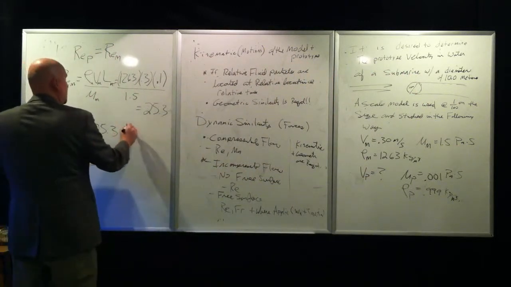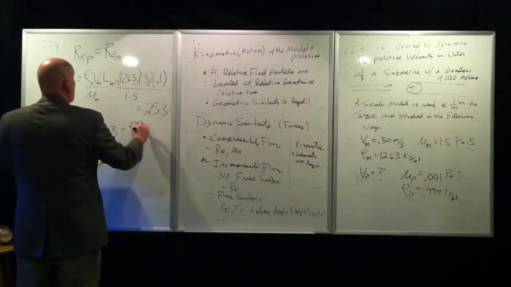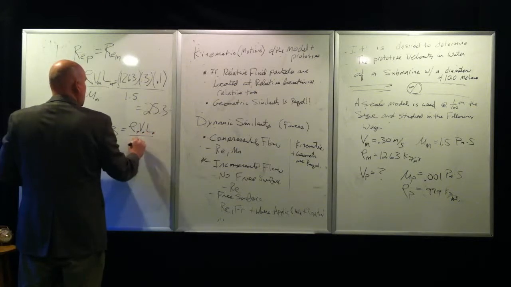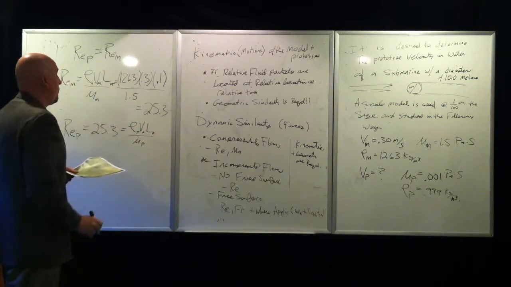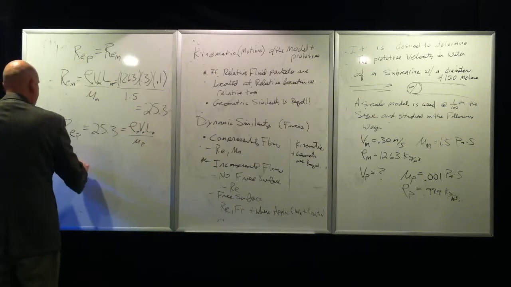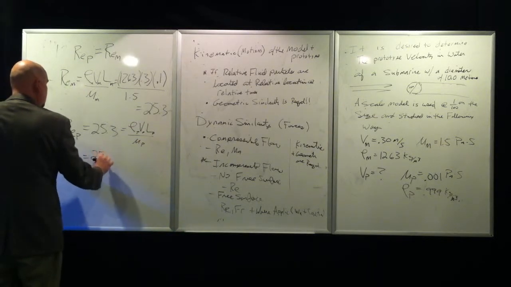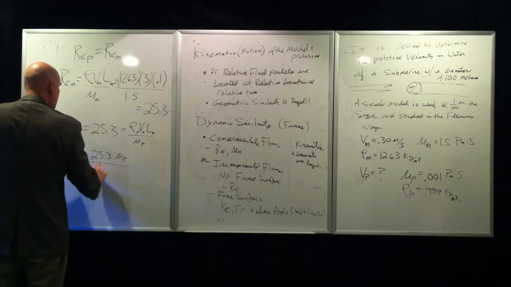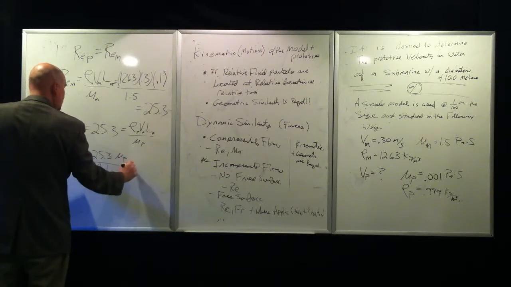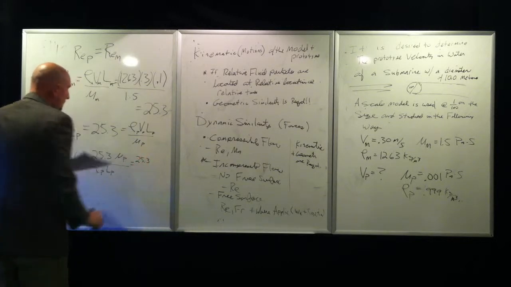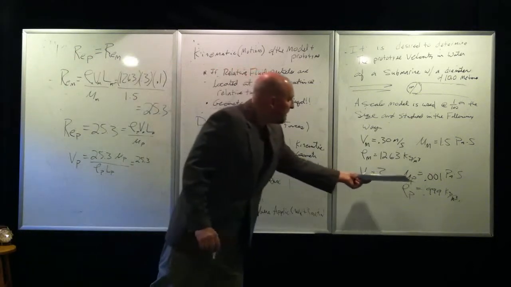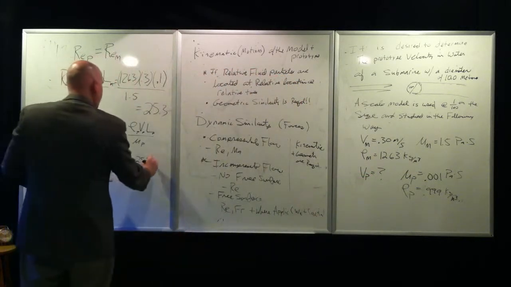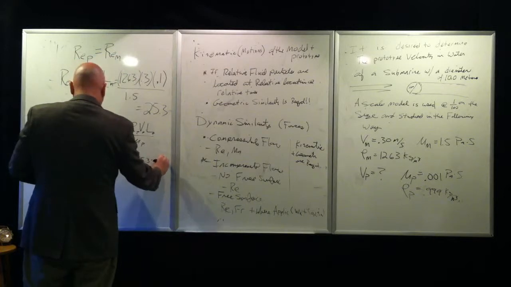So this number needs to be the density, the velocity, the length of the prototype divided by mu. So solving this for velocity of the prototype. The viscosity of the prototype is going to be that of water, by 0.001.